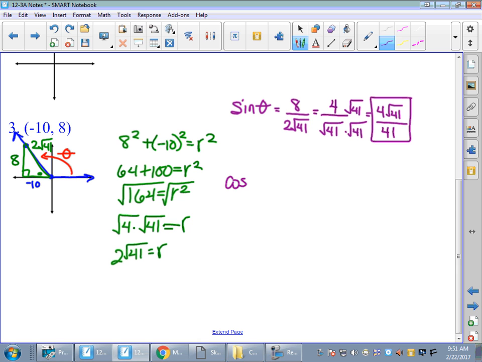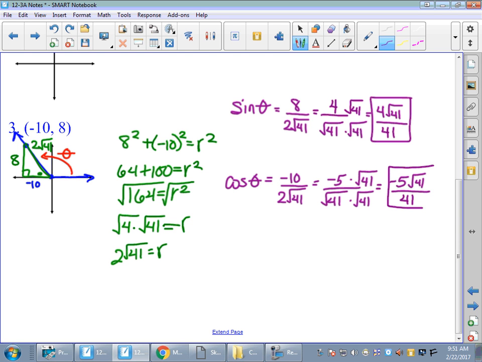Cosine is also going to be ugly. Cosine is going to be adjacent negative 10 over hypotenuse 2 root 41. The negative 10 and 2 simplify to negative 5 over root 41. Do the same thing, rationalize the denominator. If you can do that step in your head, I don't need to see the times root 41 times root 41 as long as you do it. So you get negative 5 root 41 all over 41. So we had to show a lot of work for cosine, but that means that when we do cosecant or secant, we won't have to do all that work.